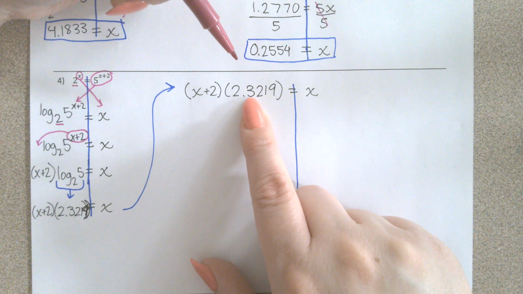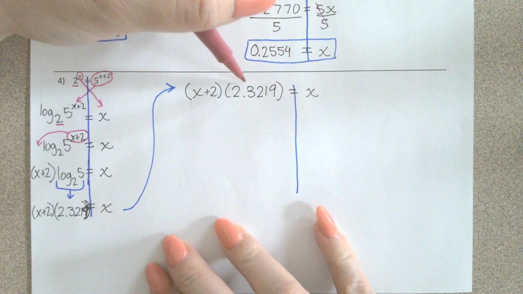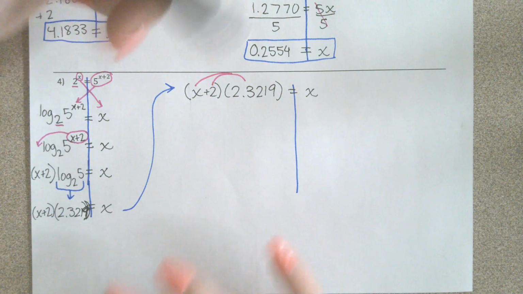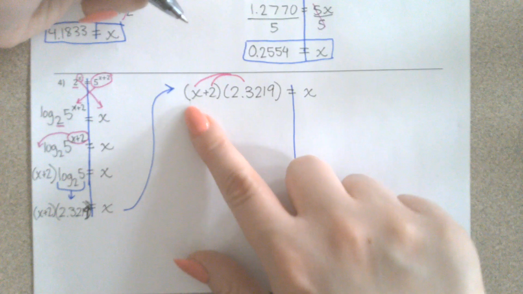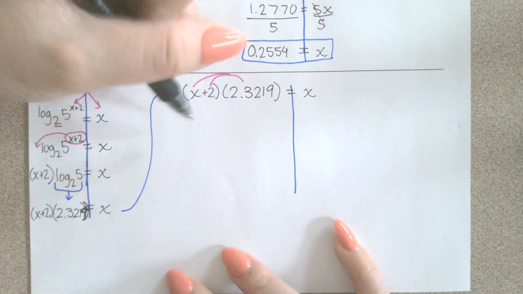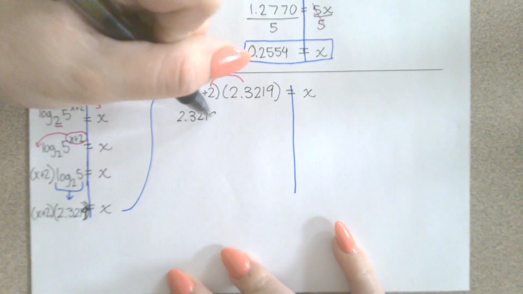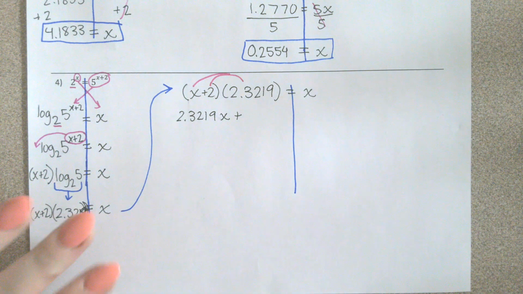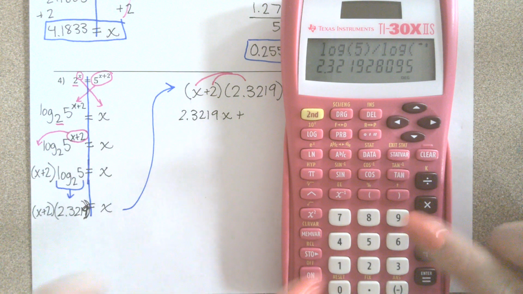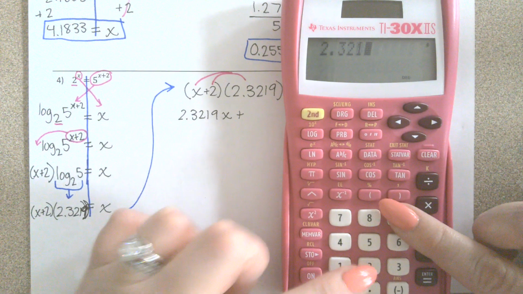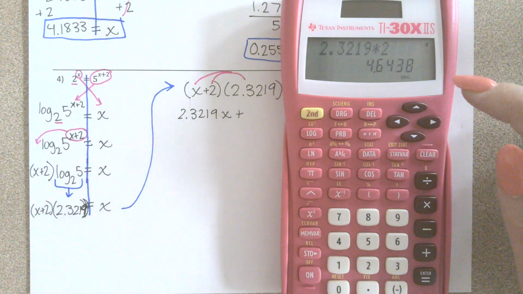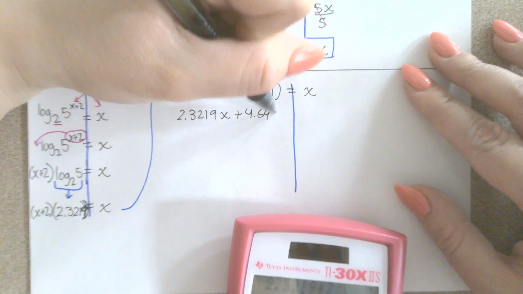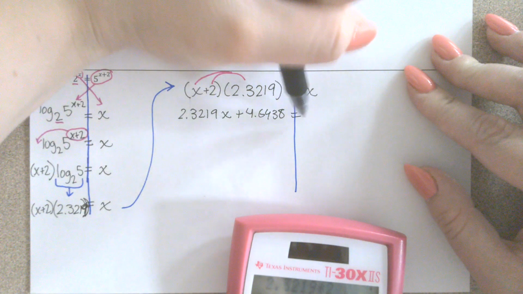We have to distribute this into here. So I'm going to distribute it into the 2 and into the x. Now I am going to go in this order so the x is in front. When I multiply a number by x, it's just that number attached to x. 2.3219x plus this times 2. I will definitely need my calculator for that. 2.3219 times 2. And we get that. 4.6438 equals x.